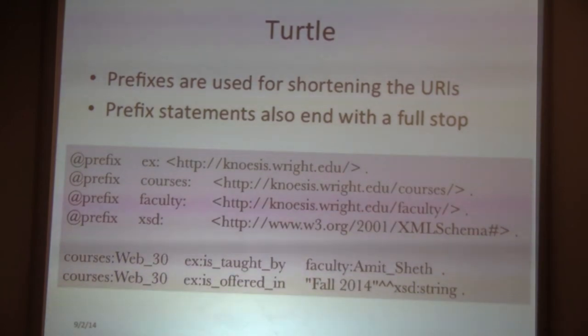So this is how you create a prefix in Turtle. I created four prefixes here: X for gnosis.wright.edu, then courses, faculty, and then XML Schema datatype. So we have four of them.